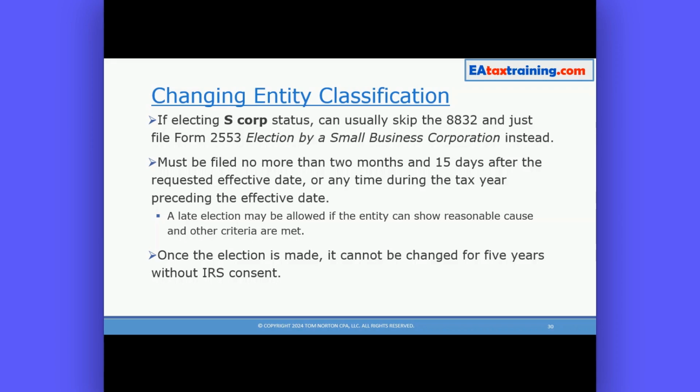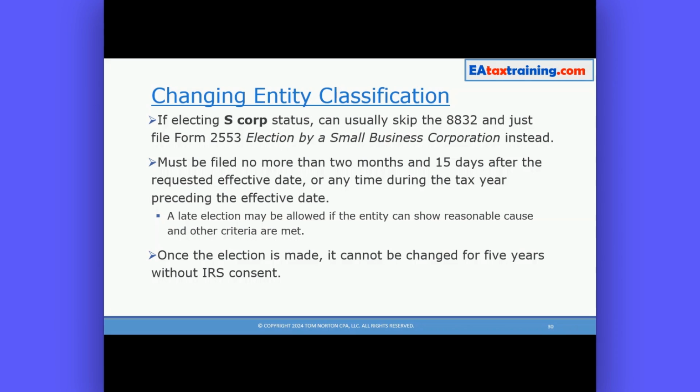That is very similar to the 75 days that we talked about with a C corporation, but it is not exactly the same. The C Corp actually gets a couple of extra days because it's just 75 days. And since February is a short month, that actually gives you a couple of days beyond March 15th. But for an S Corp, it has to be by March 15th because it is 2 months and 15 days, not 75 days. And again, a late election might be allowed if you can show reasonable cause.